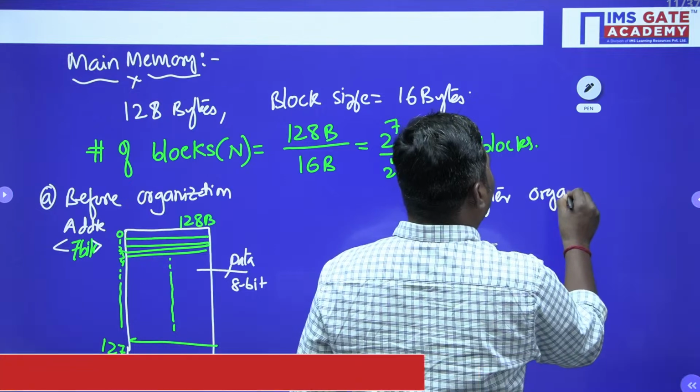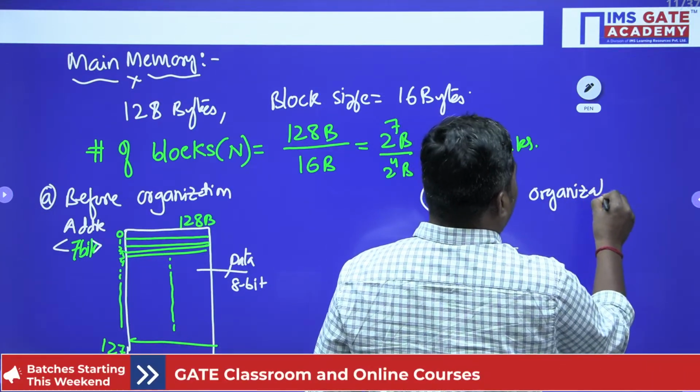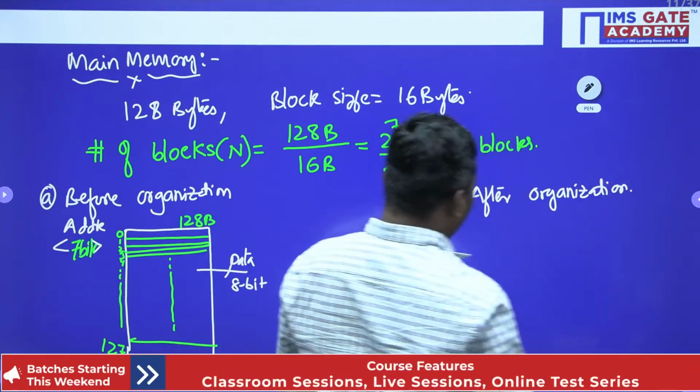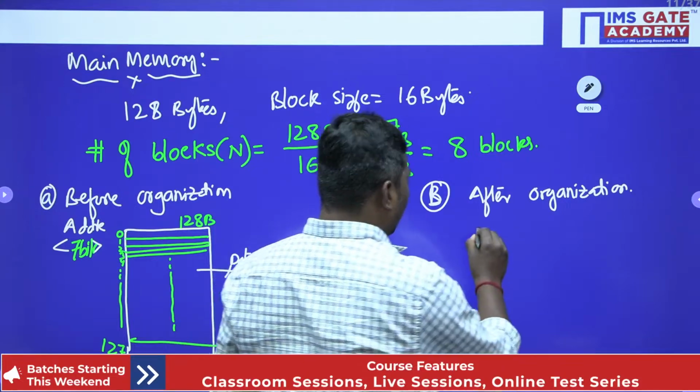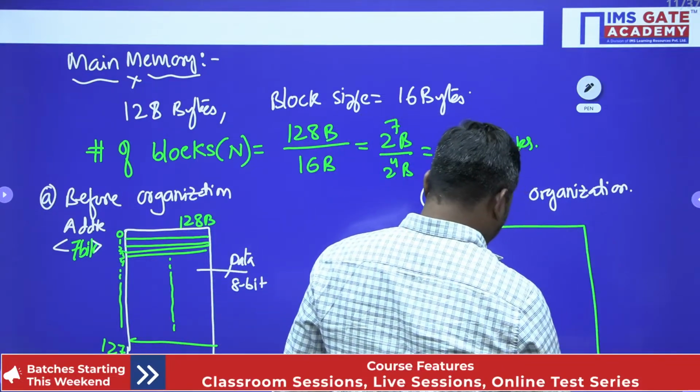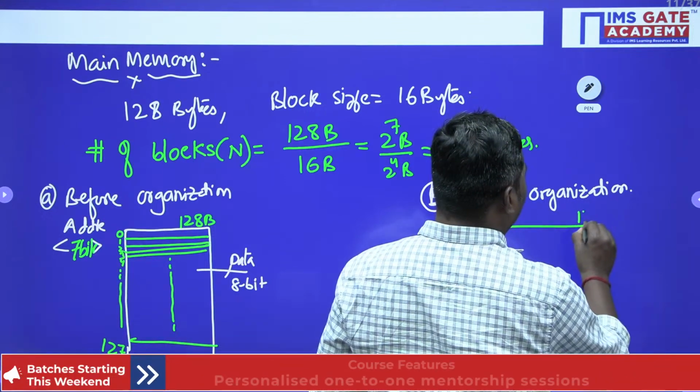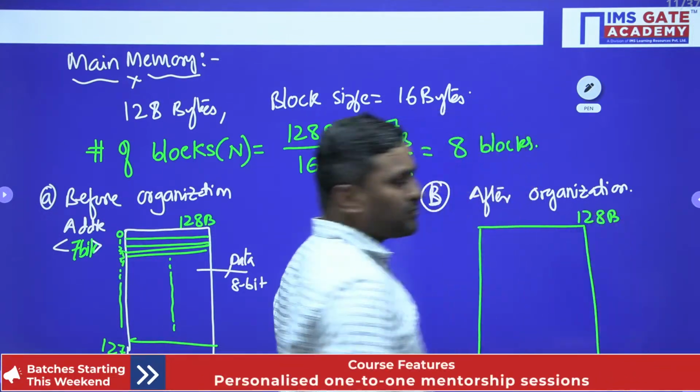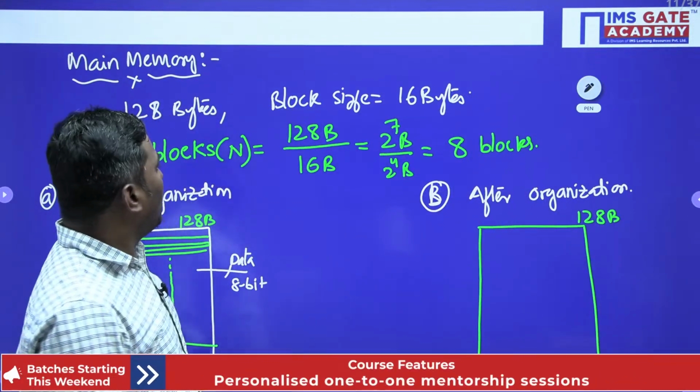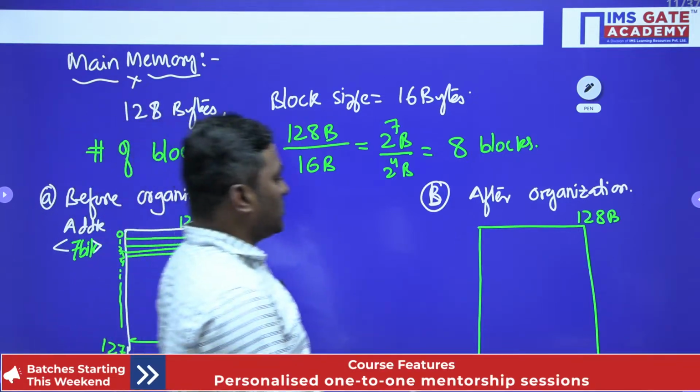this memory organization in terms of blocks. Look, all of you. This is the main memory. Size is how much? 128 bytes. What is the block size I have taken? 16 bytes.